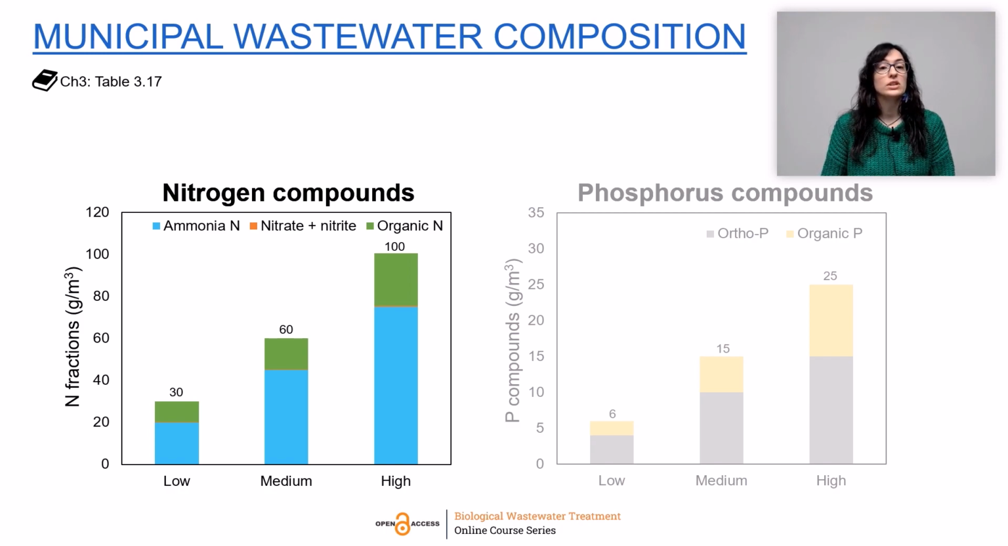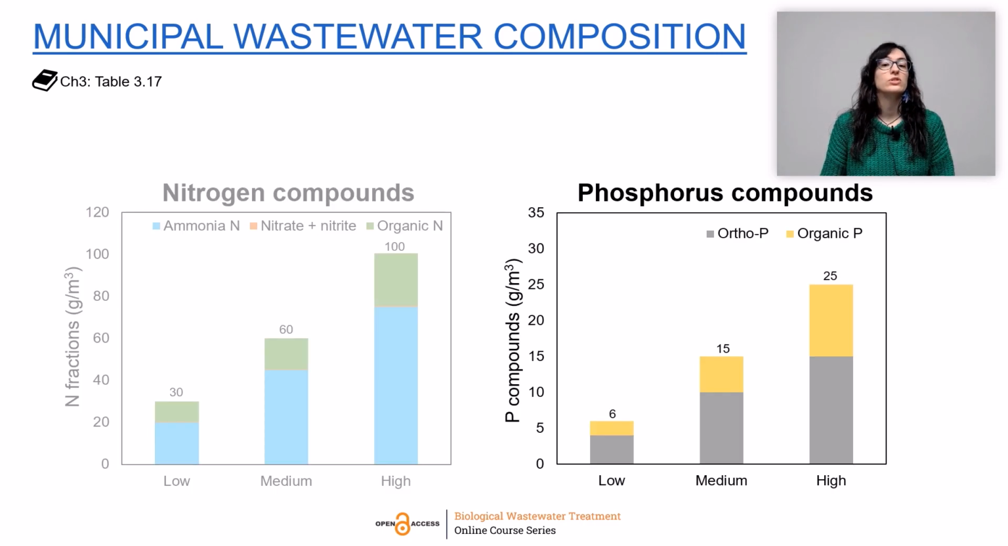Nitrogen compounds include ammonia, which is usually the main fraction and can represent between 60–70% of the total nitrogen concentrations. Then the rest is usually in the form of organic nitrogen. Normally, nitrite and nitrate concentrations are very small, so they can be considered negligible compared to ammonia and organic nitrogen.